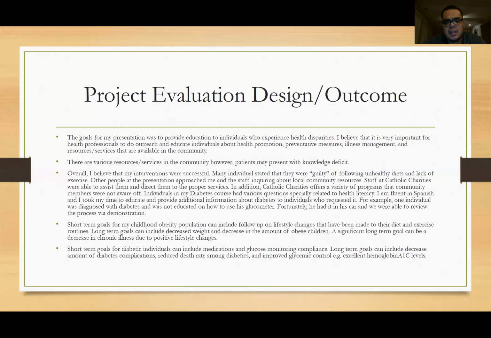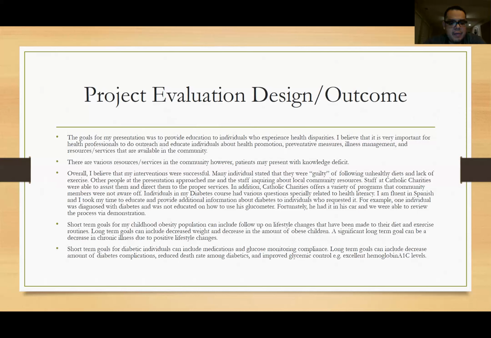My short-term goals for childhood obesity can include just following up on whether they have made lifestyle changes. This can include diet and exercise. Long-term goals can include decreased weight and a decreased amount of obese children in this community. A significant long-term goal can be decreased chronic illness due to positive lifestyle changes. Unfortunately, due to the shortness of this class, we're unable to monitor that.